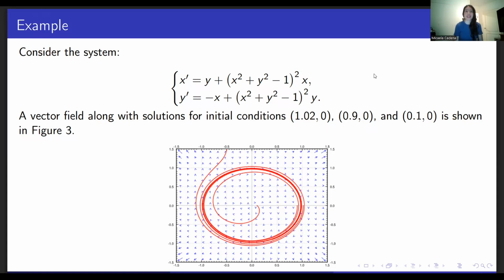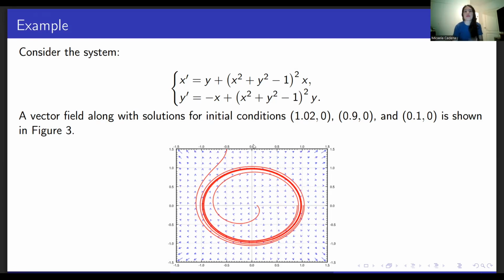Finally, here we present a brief example of the application of the theorem. So we're going to consider the system of differential equations here. And in this image, we have depicted a vector field along with solutions for the system for these three initial conditions. And we can say that sine of t and cosine of t are solutions to the system.